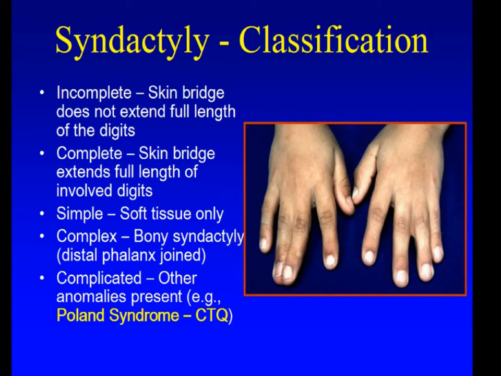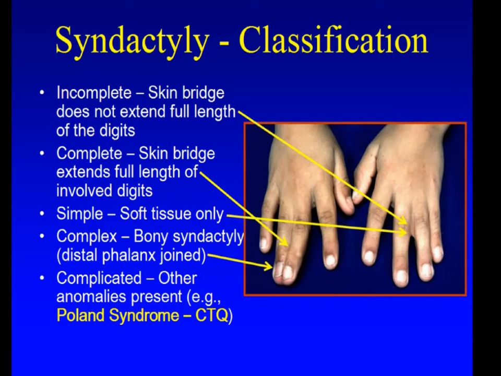So the classification system is based on the morphology. There are a number of different terms that we use to describe syndactylies. The first being incomplete, which basically means that the skin bridge does not go all the way out to the fingertip. Complete obviously does go all the way out to the fingertip. Simple means that it's just a soft tissue connection between the digits.